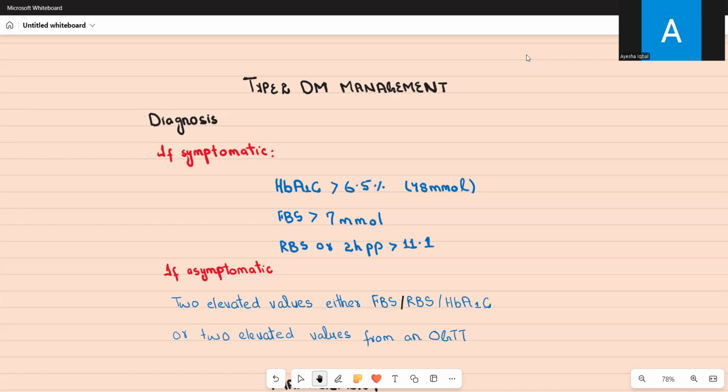In today's video I'll be discussing management of type 2 diabetes mellitus for MCQ exam, and the content in these notes is taken from John Murtagh's General Practice book. So before discussing the management of type 2 diabetes mellitus, let's first discuss the diagnostic criteria.